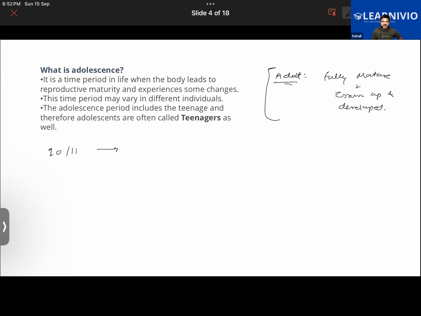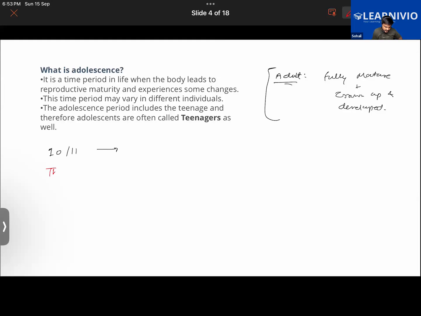So this is a phase of transition, and in this phase the person is neither an adult nor a child, but is going through a phase of transition in their life. Got this, everyone?